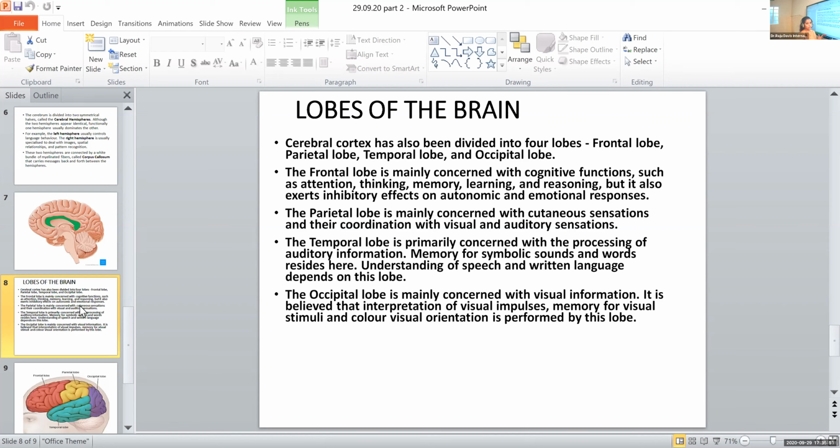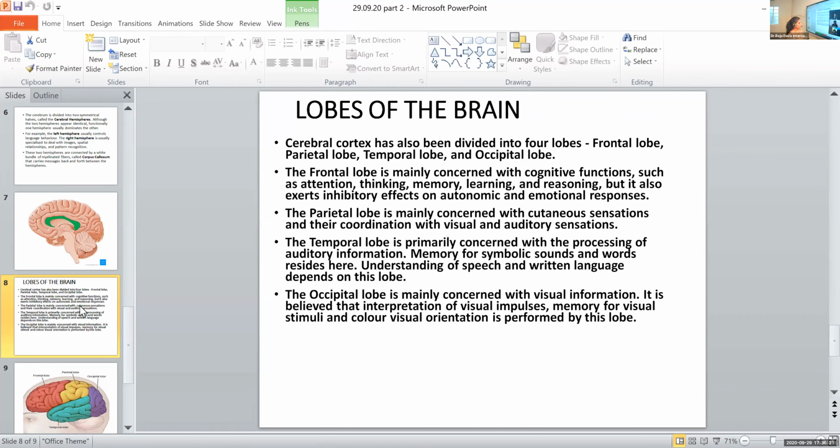You engage in critical thinking. You have to understand what all things have to be done to do this, what causes what. All those things are dealt with in reasoning. But it also exerts inhibitory effects on autonomic and emotional responses. Yeah, the frontal lobe not only helps in all these cognitive functions, but it also has an inhibitory effect on autonomic as well as emotional responses.